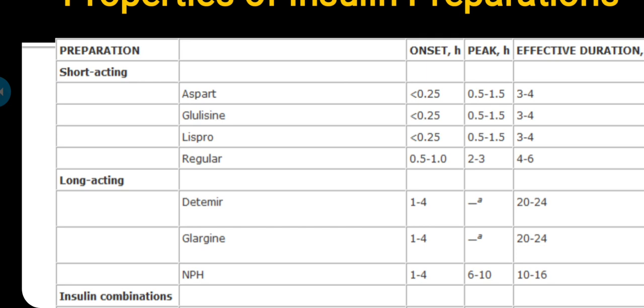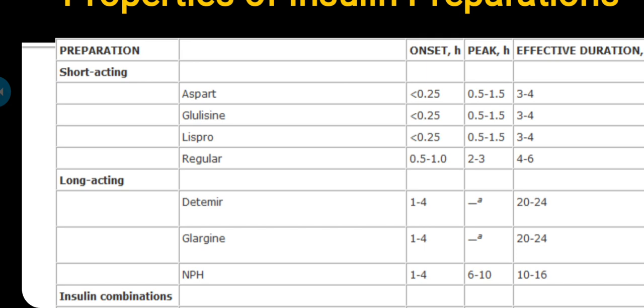As regular insulin has a little bit longer effect than lispro or aspart, there is more chance of hypoglycemia with regular insulin. Whereas postprandial hyperglycemia is better controlled by the shorter-acting insulins like aspart, glulisine, lispro, because they have more rapid onset of action than regular insulin. Whereas long-acting insulin, detemir, glargine, NPH, their onset is late, 1 to 4 hours, and effective duration is almost 20 to 24 hours.